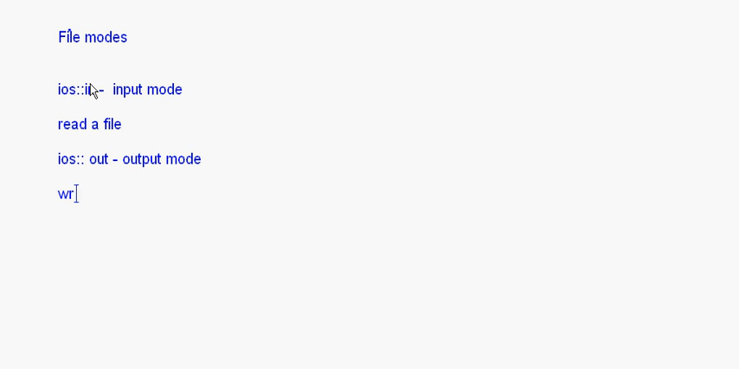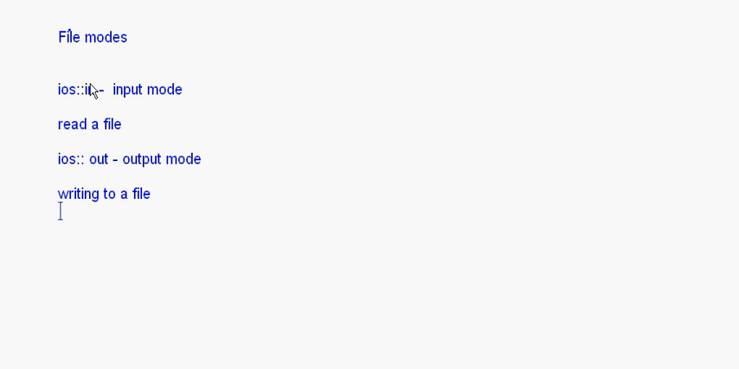Now the next thing that I would like to discuss is the different types of file modes that you have, right? Now I already told you about this. We put it like this: ios::in. This is the input mode. So whenever you want to read a file, it will be opened in the input mode. ios::out. This is the output mode. This is for writing to a file.